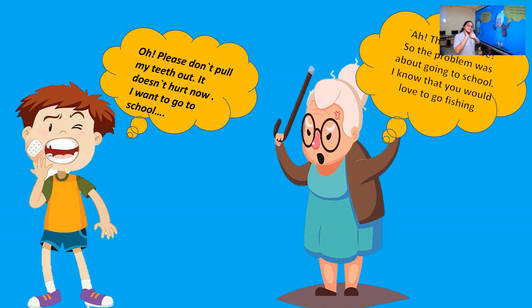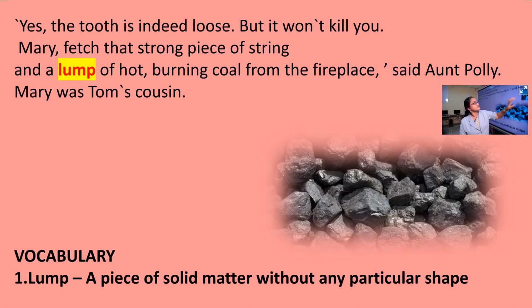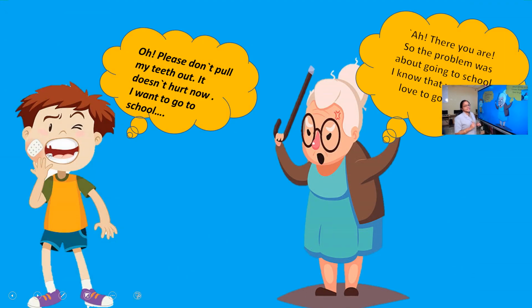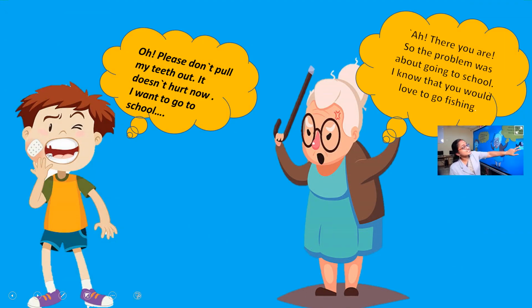It's loose. That's okay. Let it be there. Please don't pull it out. I will get ready to go to school. I want to go to school. He agrees to go to school. And then Aunt Polly, what does she do? She understood that this was Tom's plan to escape going to school. There you are. So the problem was about going to school. I know that you would love to go fishing. Yes, now I understood your real problem.